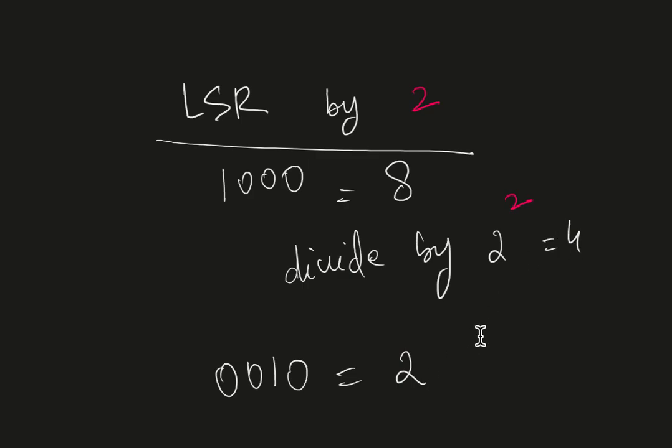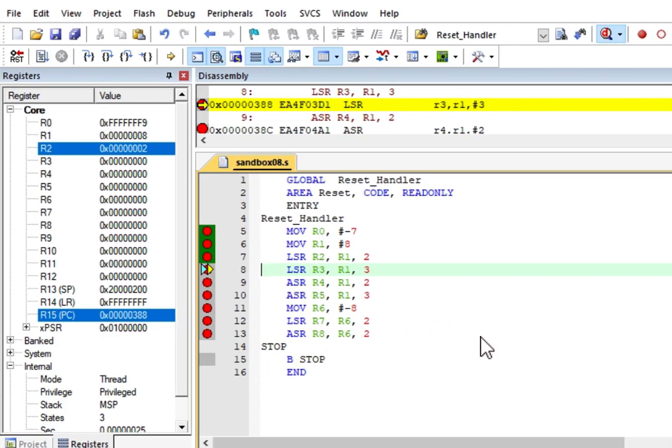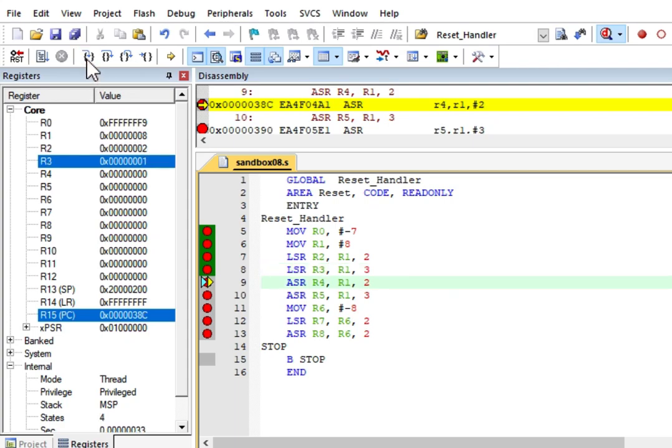Now, let's reaffirm this understanding by changing the shift. So here in instruction 8, we're doing the same thing. We are logically shifting right R1, the same value 8, but this time we're shifting it by 3 bits, and we're storing the result in R3. So let's go ahead and do that and see what we get. We get 1 this time. How has 8 become 1 after a shift of 3 bits to the right hand side, right?